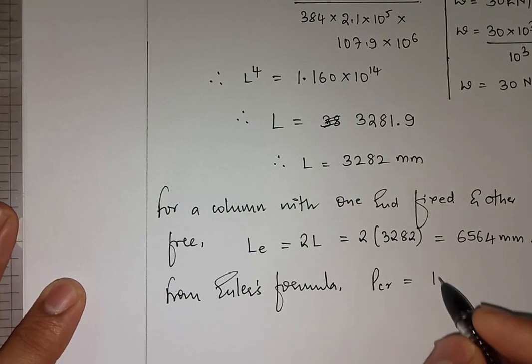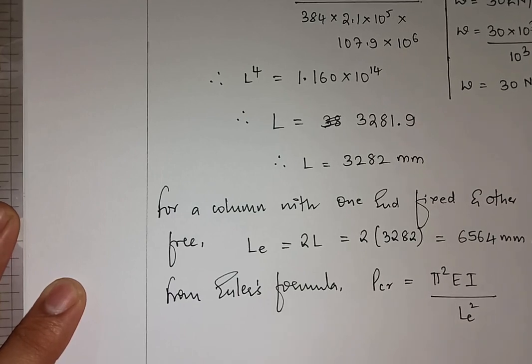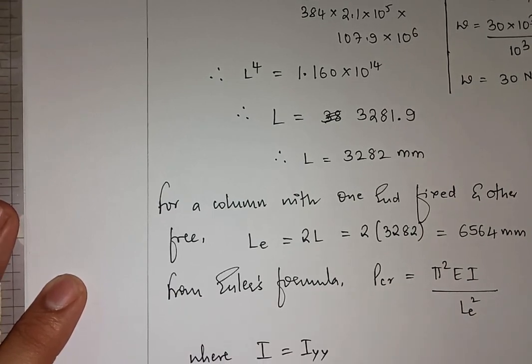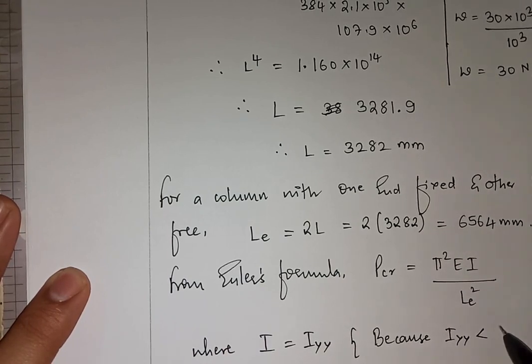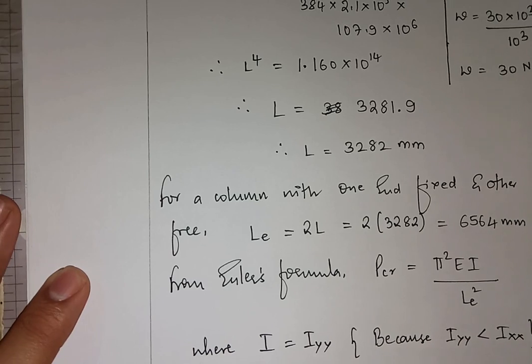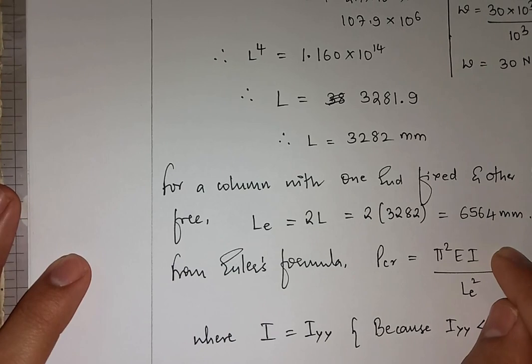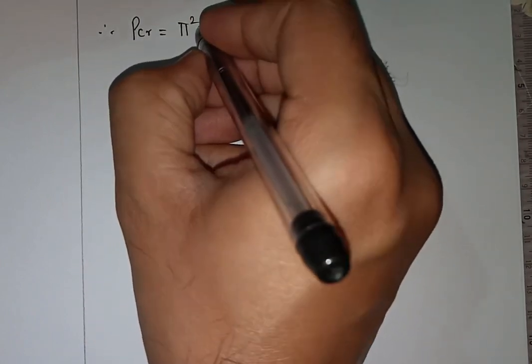Now from Euler's law, you know that PCR is pi square EI divided by LE square. Where I is equal to IYY. Now the reason I'll write here is because IYY is less than IXX. Okay, whichever moment of inertia is smaller, that moment of inertia you need to consider here.